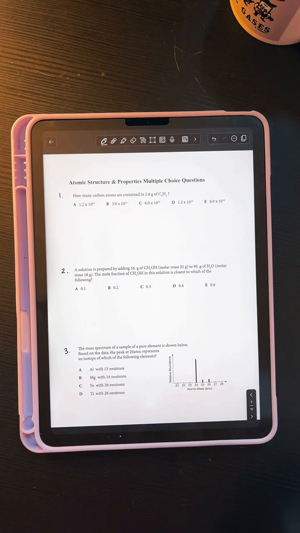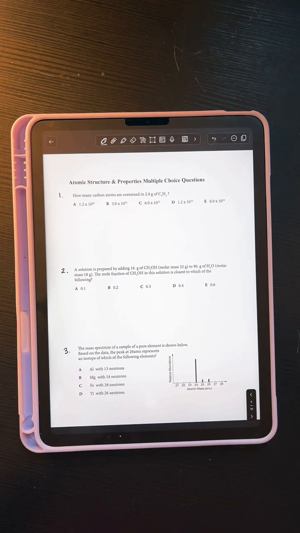If you want to follow along, you can have this PDF. It is on my link tree. It's all questions from past AP exams, but there are also benefits to doing this if you're not in AP Chem. It's good practice.